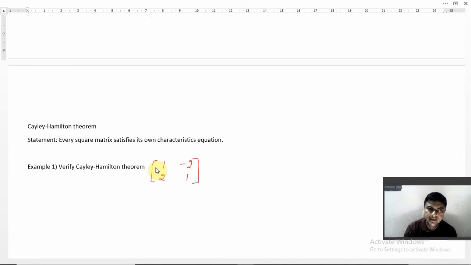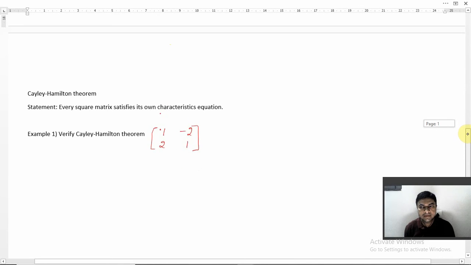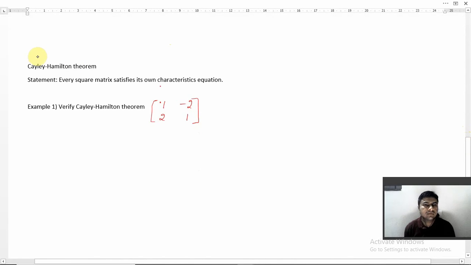That is Cayley-Hamilton theorem. What Cayley-Hamilton theorem says students? Please remember, every square matrix satisfies its own characteristic equation. So we just use this characteristic equation for 2 cross 2 matrix, and here we find first the characteristic equation, then we go to verifying Cayley-Hamilton theorem. So this is more important in this, to find first the characteristic equation. So here we go with the characteristic equation.